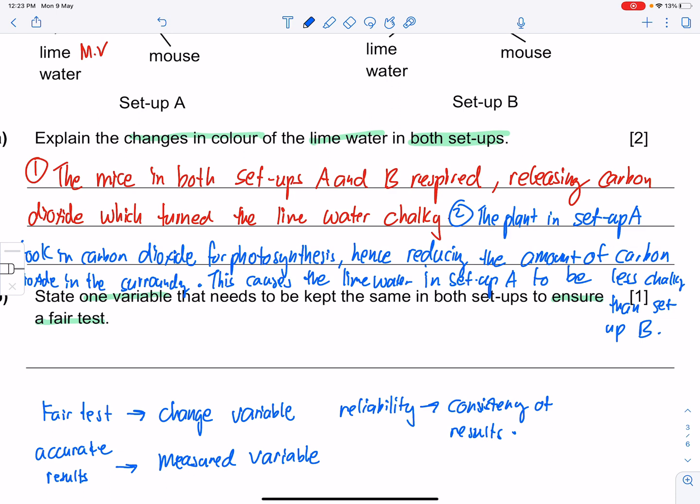Now, let me explain this to you. This is very important, super important. Now, the first one, fair test. Fair test is talking about your change variable. That means in an experiment, there can only be one change variable. Everything else must remain the same.